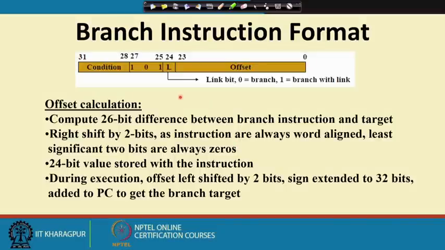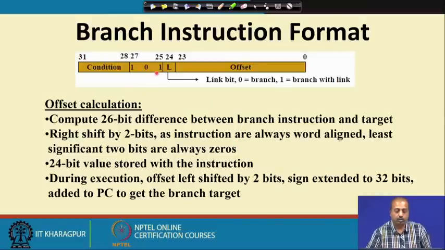The branch instruction format is interesting. The most significant 4 bits correspond to the condition code, then this 101 is the opcode for branch, and then this L bit. L is the link bit. It is 0 for branch and 1 for branch with link. So these are the branch and branch with link, B and BL instructions, and then the offset part, which tells the offset by which you want to jump.